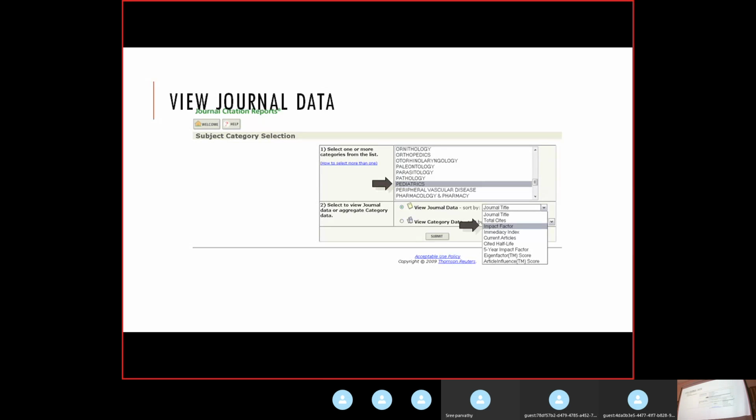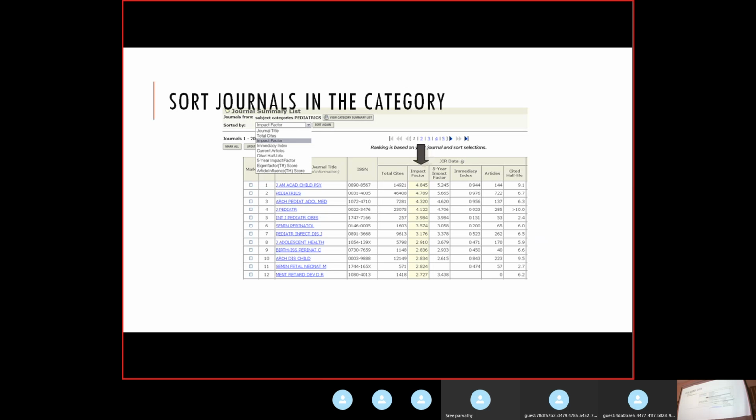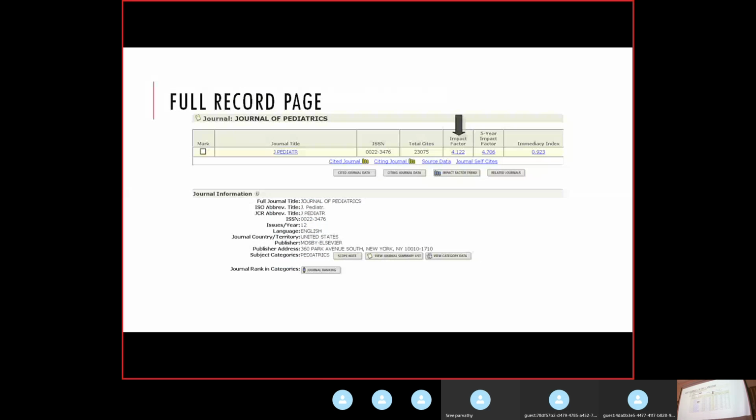These are science-based journal data. It shows the impact factor of a pediatric journal. From this, you can identify which one is on top, which one has a high impact factor, where I can publish. So I selected Journal of Pediatrics, and 4.122 is the journal impact factor.